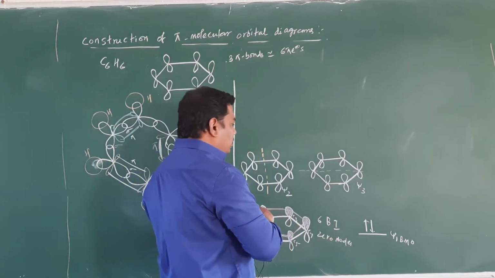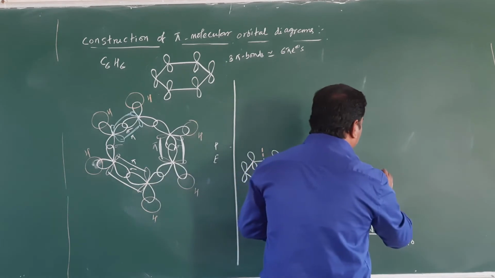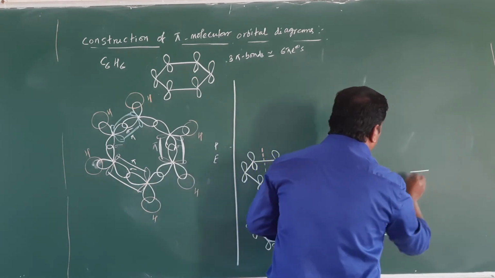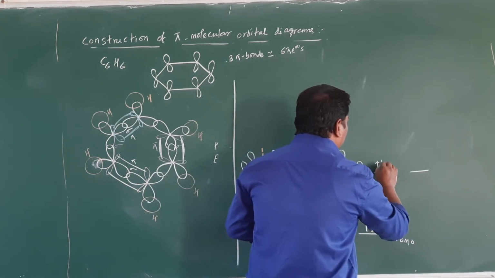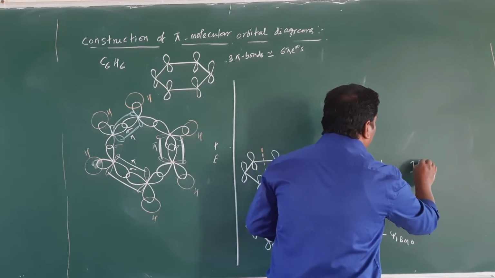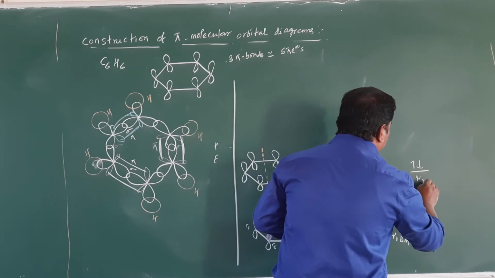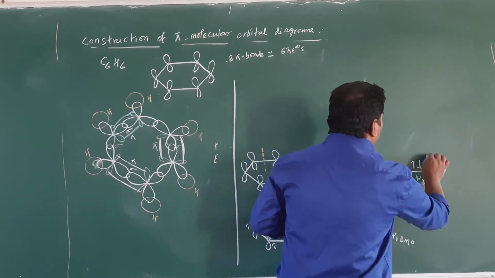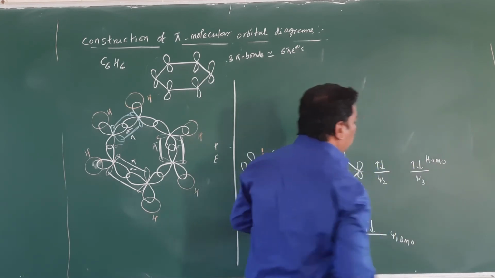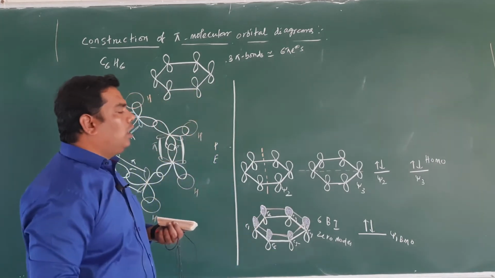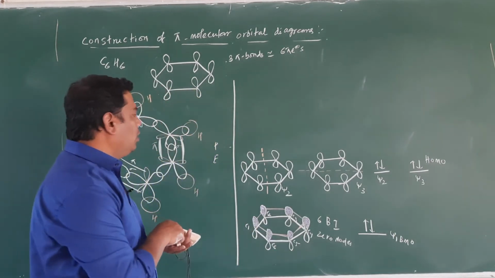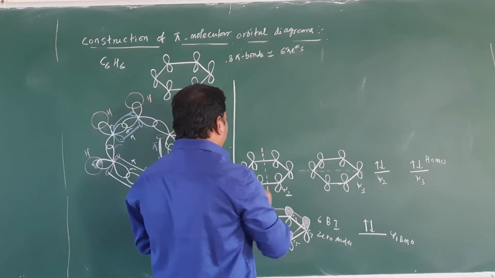Here also I will write the number of electrons. This is one set and this is two set, student. In this set we have two electrons, and here also we have two electrons. So we can call it the psi2 and psi3 level. This is the HOMO level, the highest occupied molecular orbital. Okay, clear, students.